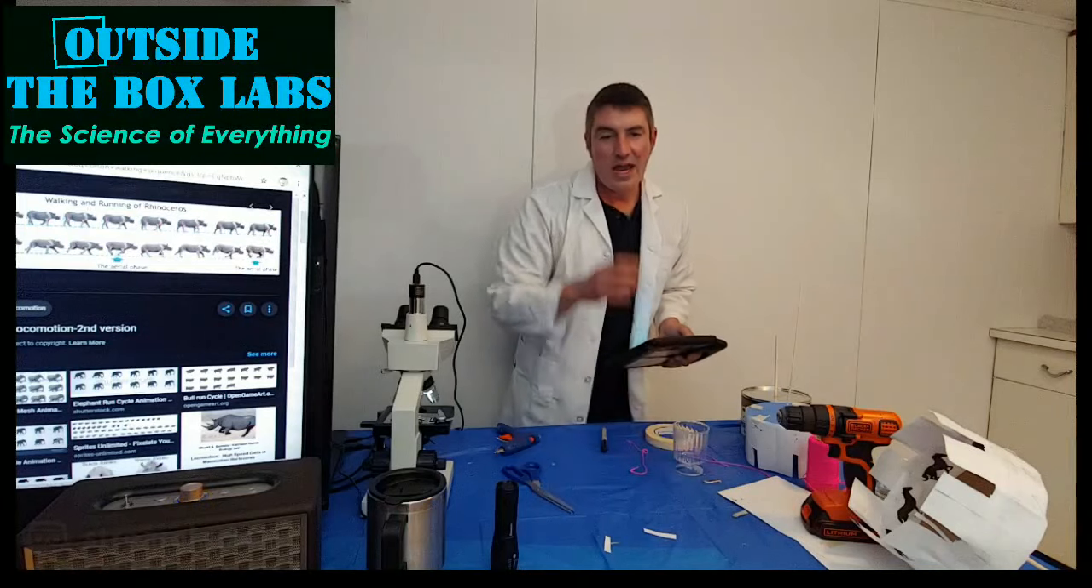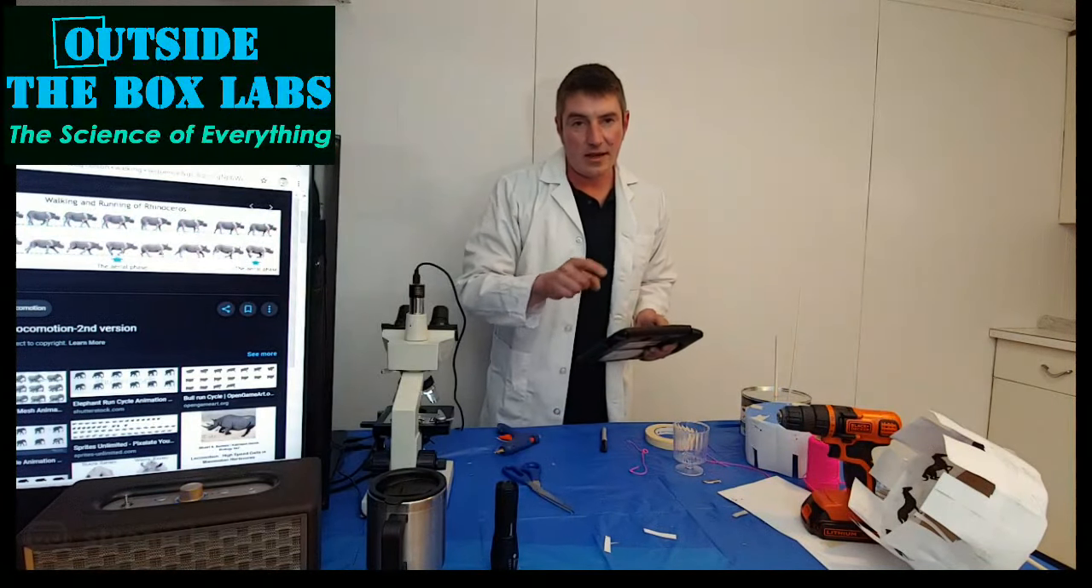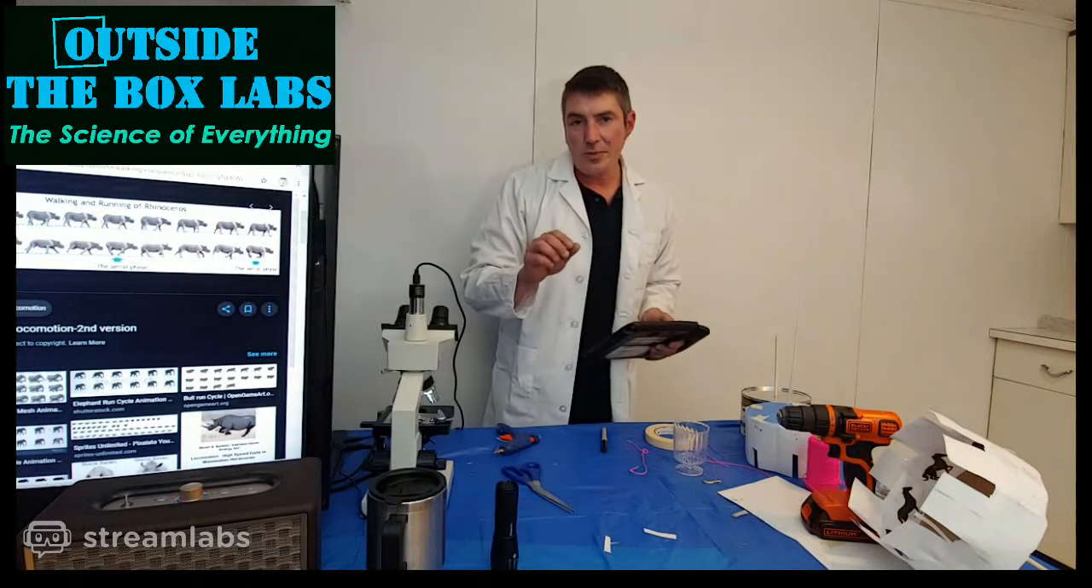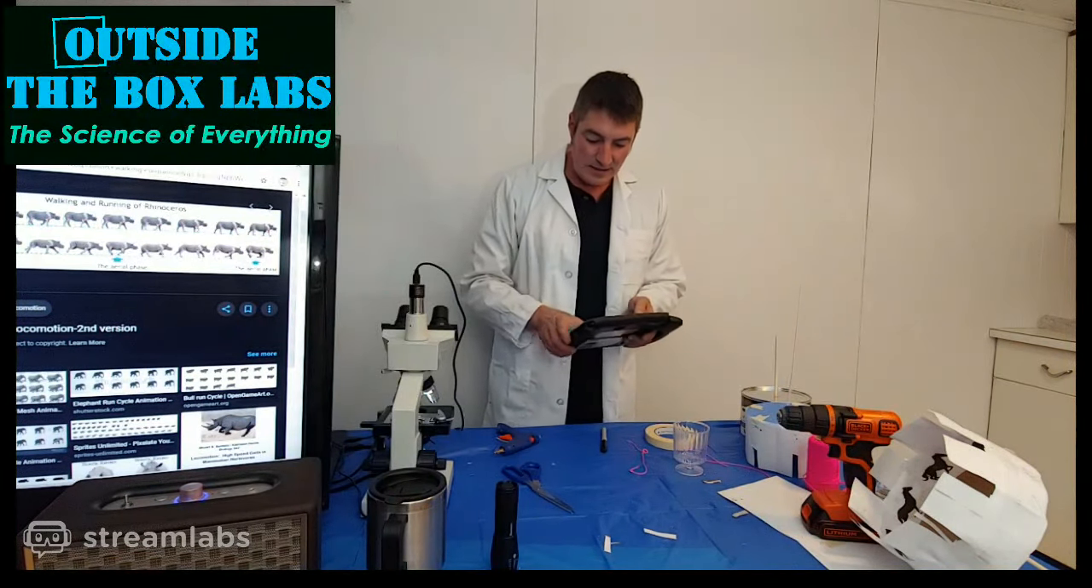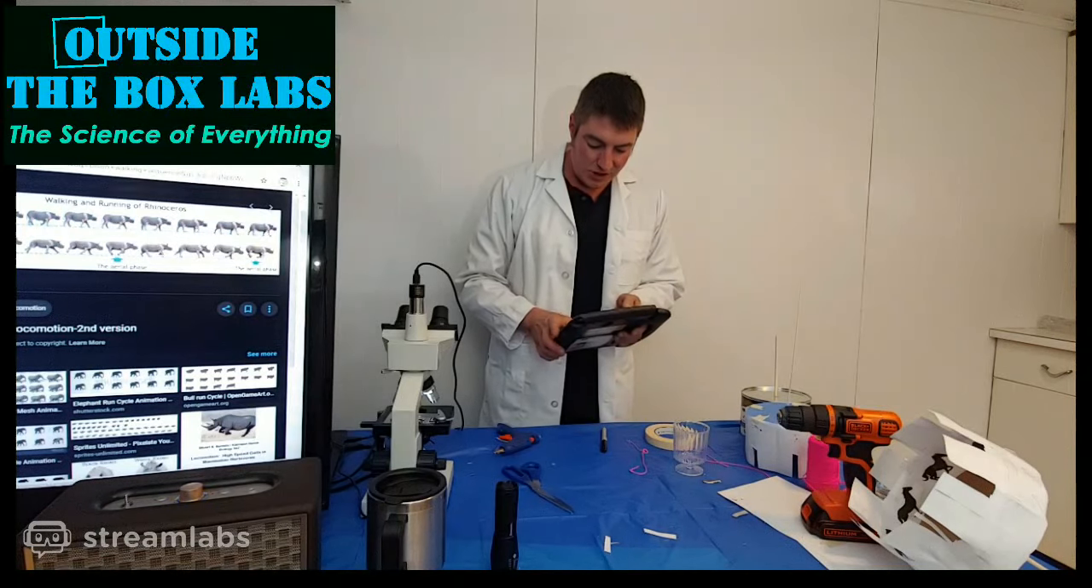This camera is taking 30 pictures per second, and I was bouncing that water at 26 times a second. If I had bounced that water at 30 times a second, and that camera took a picture 30 times a second, the water would look frozen in space. We're going to do a little demonstration right now to show you.